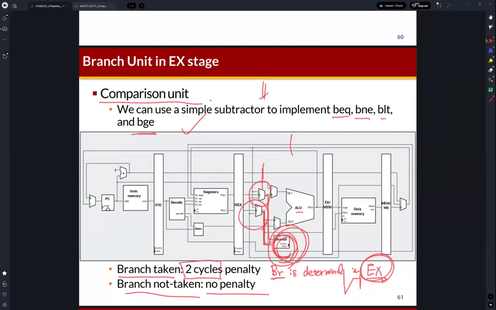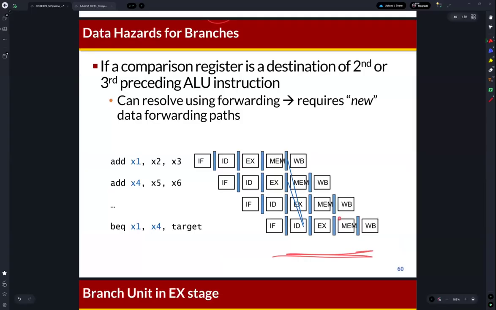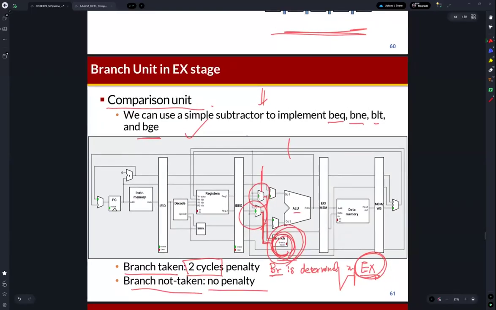It's simpler. We don't need to design a new data forwarding unit or a new hazard detection unit for this solution, right? In the lab assignment we will implement this five-stage pipeline architecture, which means the branch unit is in the EX stage. Okay, so this is some discussion about handling the control hazard by taken branches.